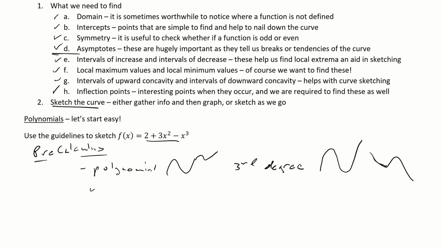It's easy to find a y-intercept. All you have to do is plug in 0, and in this case you get a 2. That's nice. Why don't we do that?